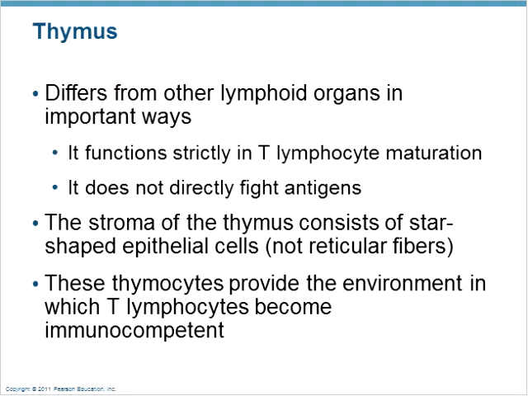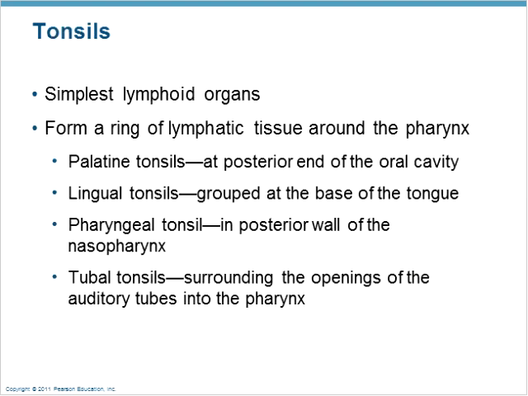thymus proper. The thymus differs from the other lymphoid organs in important ways. It functions strictly in T-cell maturation, and it does not directly fight antigens. The stroma of the thymus consists of star-shaped epithelial cells, which are not reticular fibers. These thymocytes provide the environment in which T lymphocytes become immunocompetent.